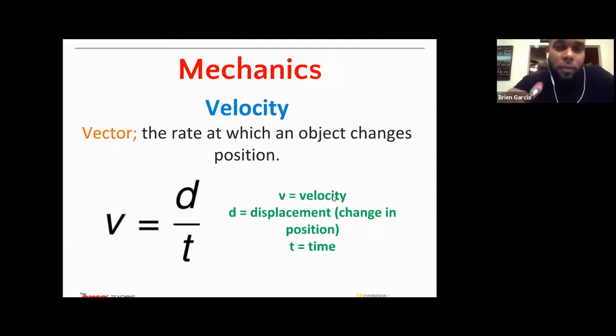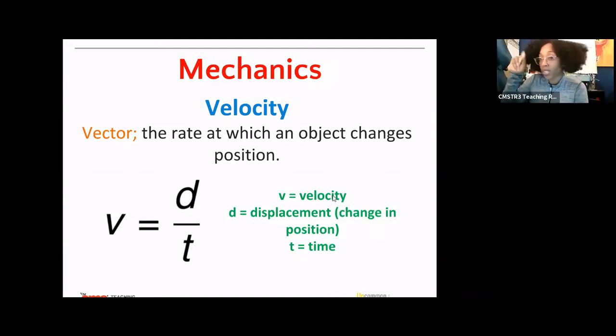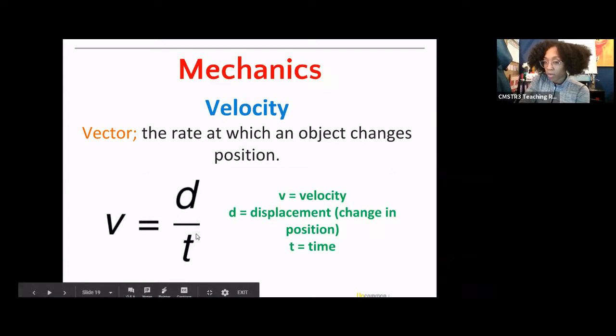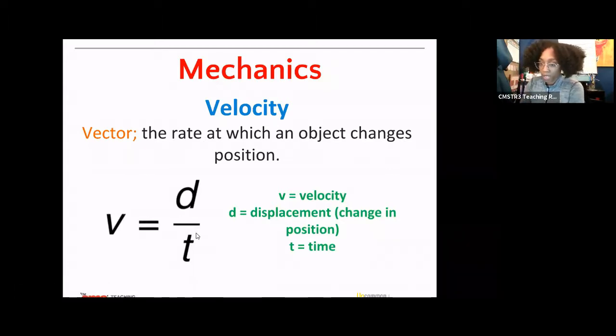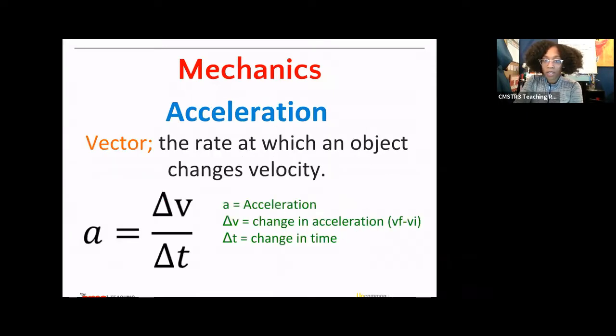Did you say that if there was no velocity, there's no displacement? If there's no displacement, there's no velocity. Because this D right here is displacement. So if this was 0 in the number on the bottom, if you divide anything into 0, the answer is still 0. We already answered that one.